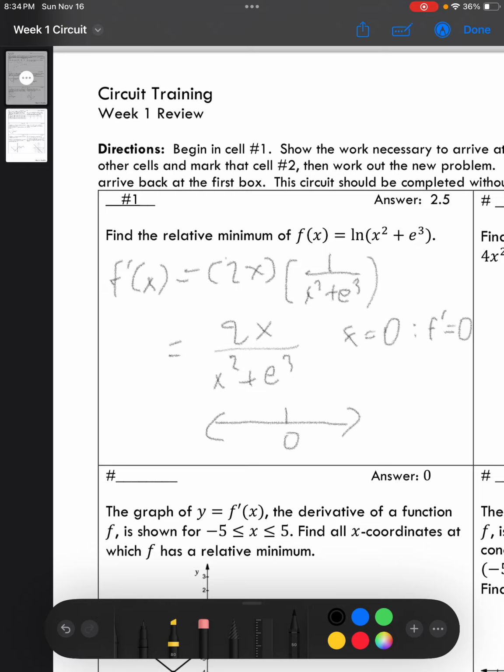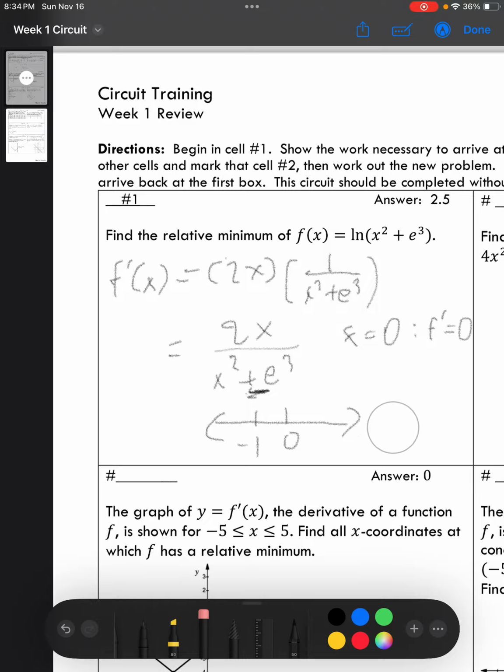Put this on a sign test. We can test any number to the left of 0. Let's just test negative 1. We would get 2 times negative 1 over negative 1 squared plus e cubed, which is negative 2 over 1 plus e cubed. And this is a negative over positive, so this side would be negative on the sign chart.